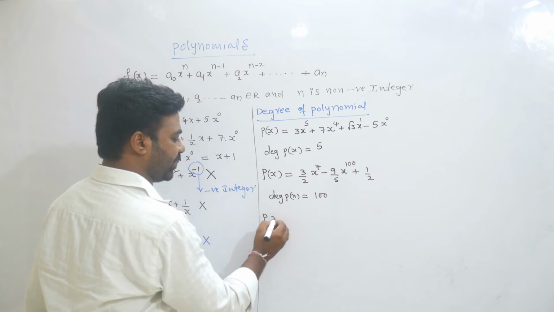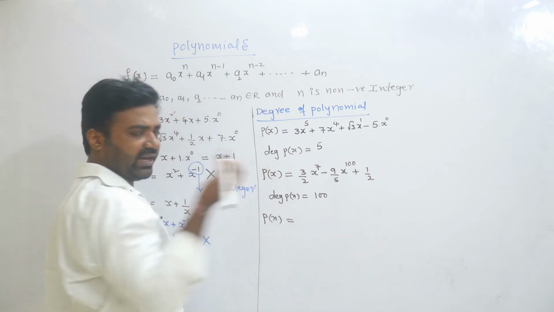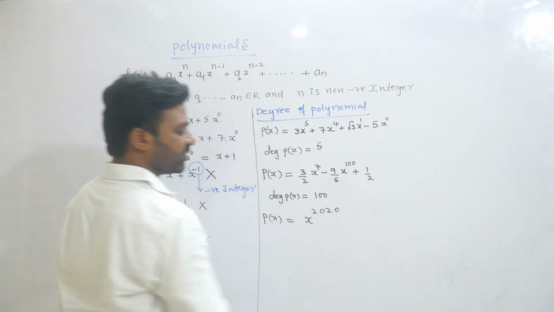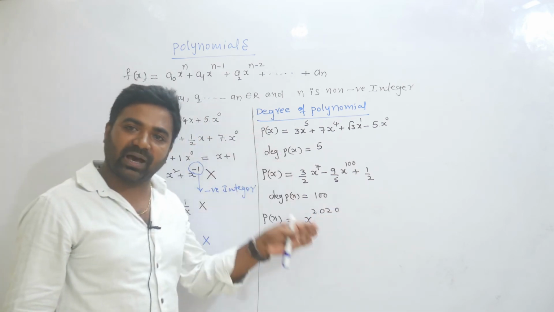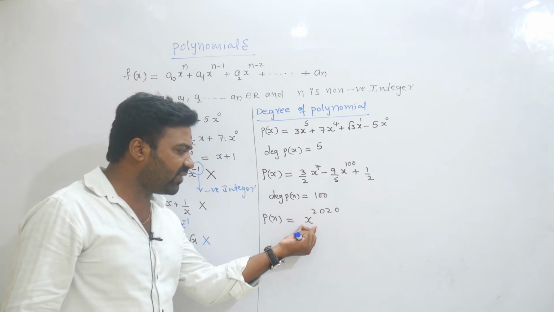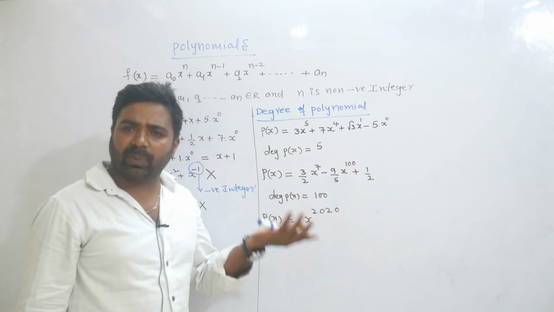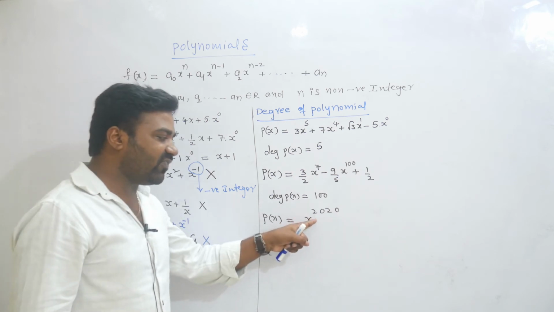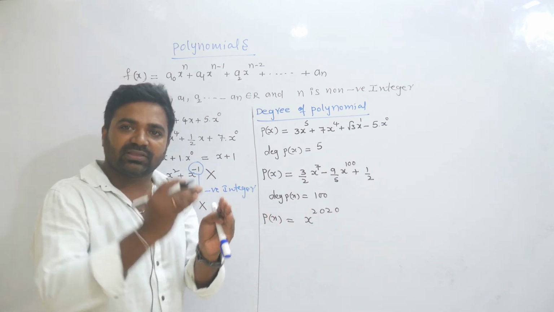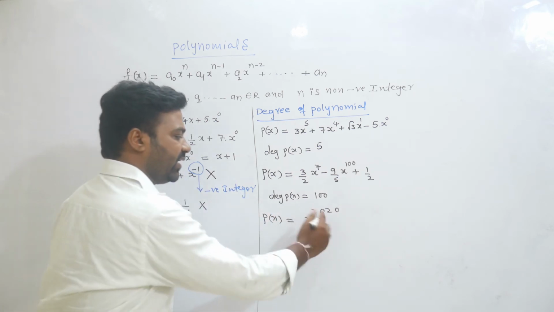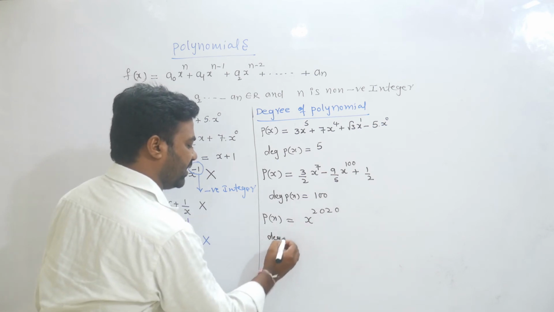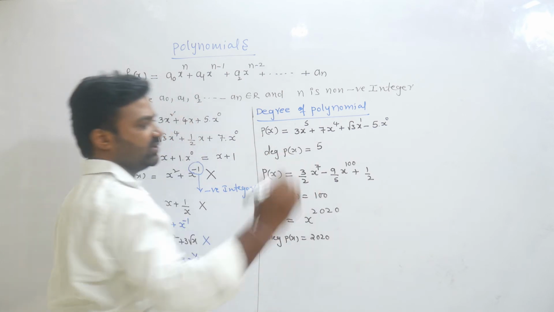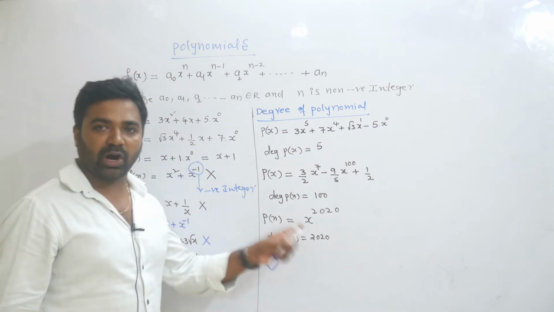Next, one more example. We can take different examples, whatever may be. x power 2020, it is a polynomial, since the variable power is a non-negative integer. Then what is the degree of the polynomial? Only one variable term is there, so that is the highest. So the degree of p of x is equal to 2020. So that is the degree of a polynomial.